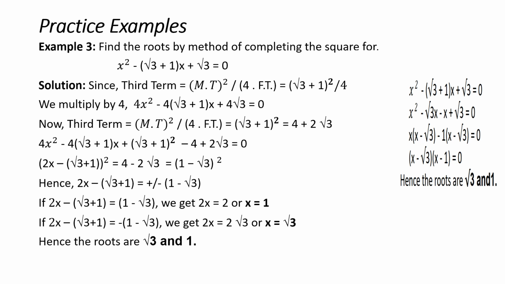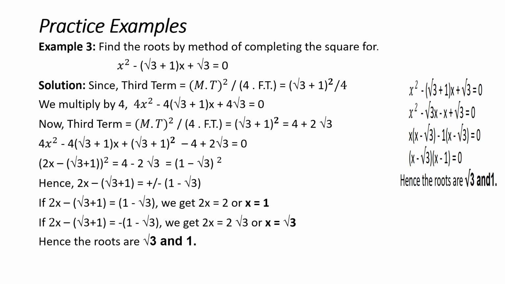Now in the given example, middle term square upon 4 into first term is root 3 plus 1 whole square upon 4. But to make it simplified we can multiply the whole equation by 4. So now our equation will be 4x square minus 4 into root 3 plus 1 x plus 4 root 3 is equal to 0. Now according to the same formula we get third term as root 3 plus 1 whole square. You can also simplify it. It is 3 plus 1 plus 2 root 3, which is 4 plus 2 root 3.